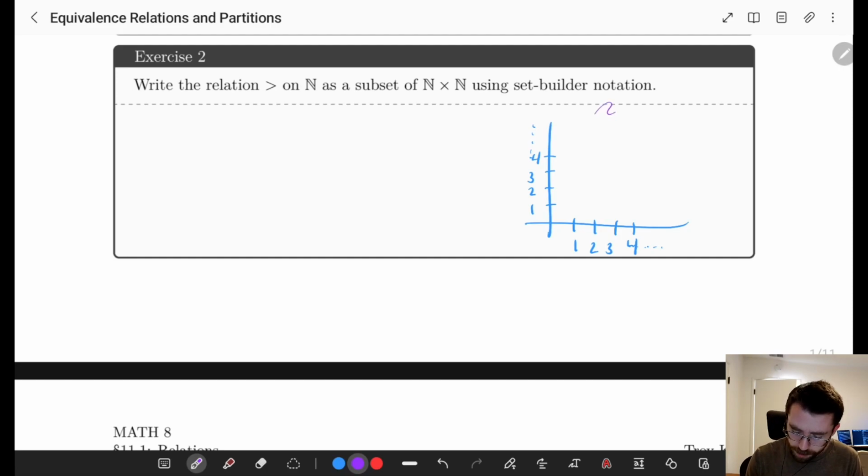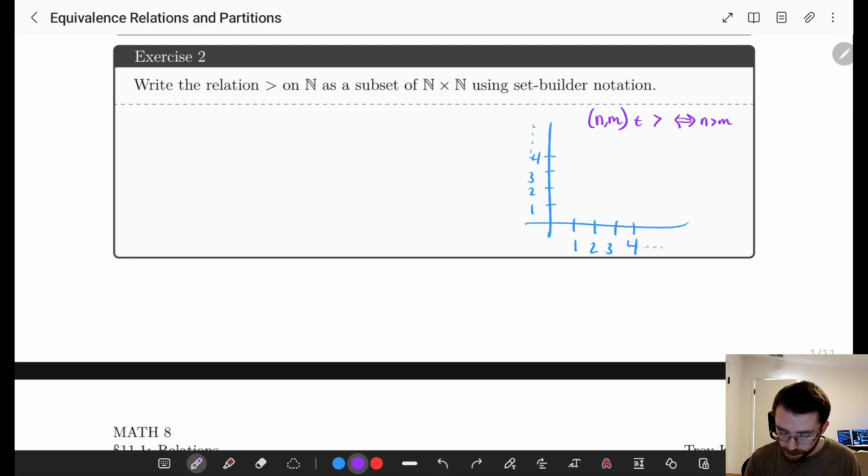Well, for some element (n, m) to be in the relation greater than, that's a weird notation I just wrote, but sure enough, this is a relation, right? It tells me when one integer is bigger than another, and relations are subsets of the Cartesian product, so I can write that. That's weirdly valid. And this is equivalent to just saying n is greater than m. So it's sort of like saying the x-coordinate is bigger than the y-coordinate.